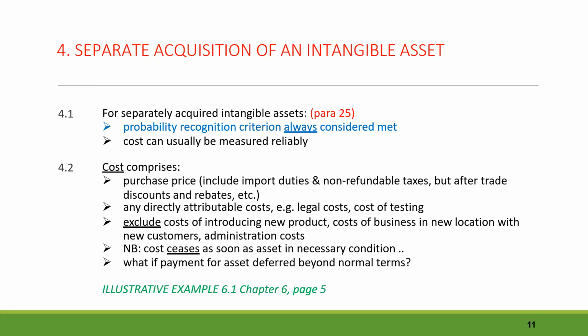Now, the probability recognition criteria is always considered to be satisfied for intangible assets that are acquired separately. So remember, we said that it must be probable that future economic benefits that are attributable to the asset will flow to the entity. If this wasn't the case, we would not have acquired it in the first place, right? So for an intangible asset that was acquired separately, the probability recognition criteria will always be considered as met.